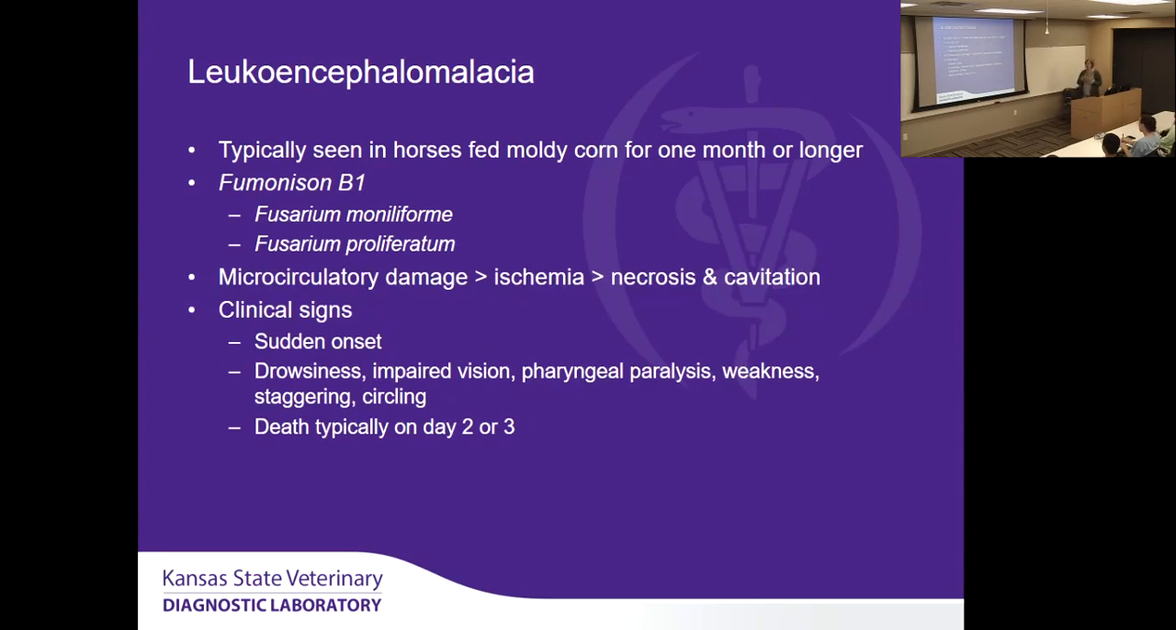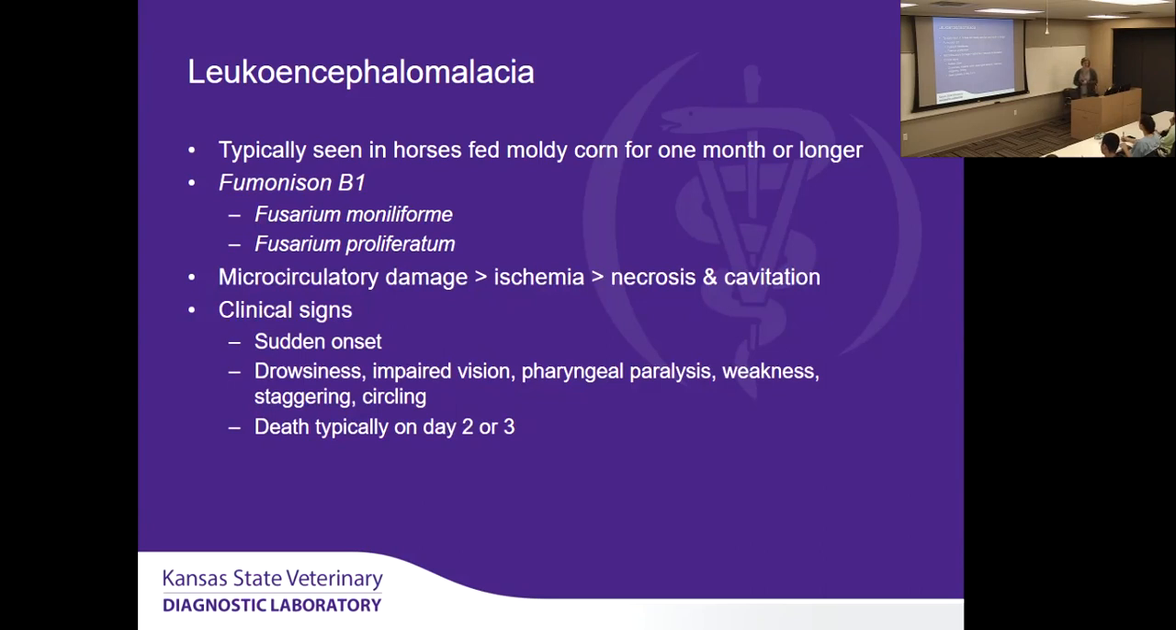Weakness, which may or may not have been in this horse, staggering and circling. So circling is usually another sign of neurologic disease. And typically animals, if they have a lesion in their brain, they will circle in the direction of the lesion. So if the lesion's on the right, they will circle that way. Death usually happens in 2 or 3 days. So unfortunately, this is usually diagnosed at necropsy. And as you can tell from looking at those pictures, even if you knew what it was, there's nothing you can do about it.